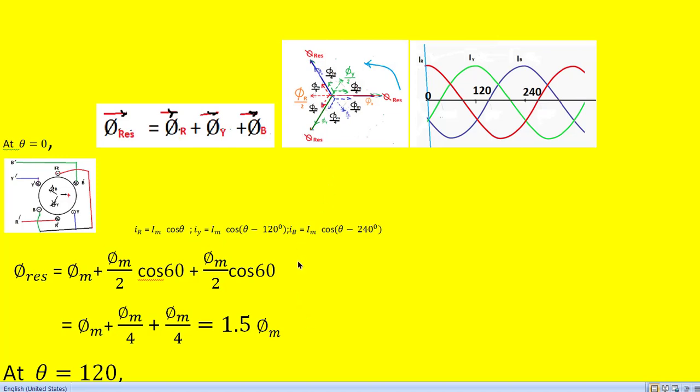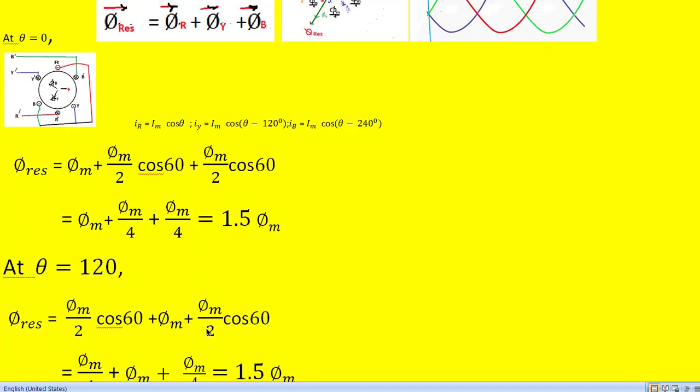Similarly, at theta equal to 120 degrees, we know what phi r is, what phi y is, what phi b is. So we have to go to the flux vector diagram.